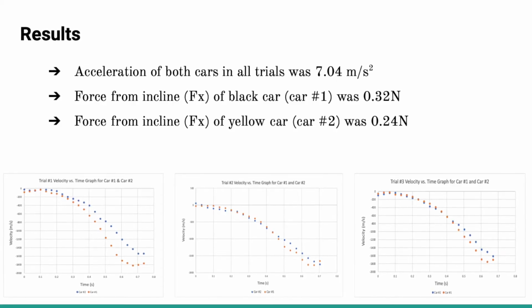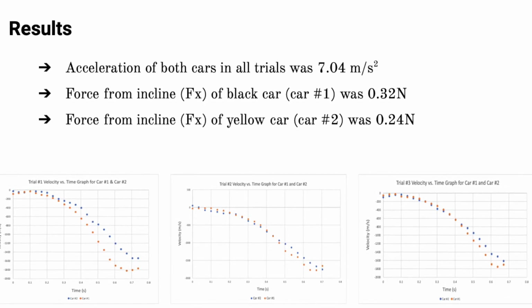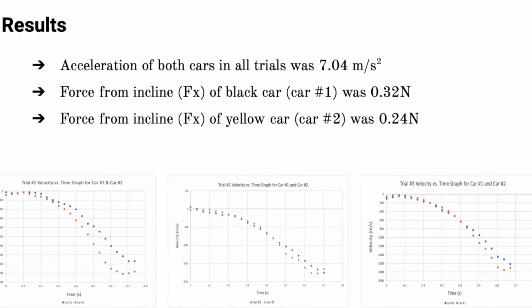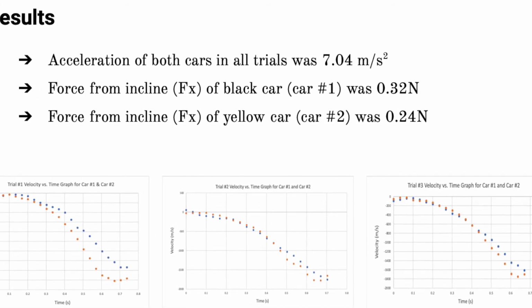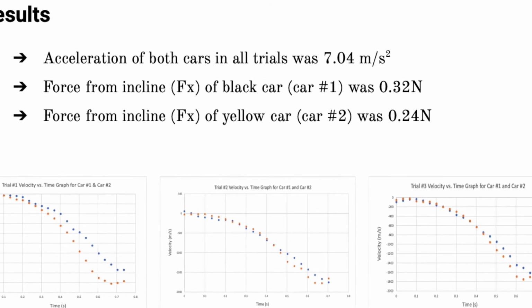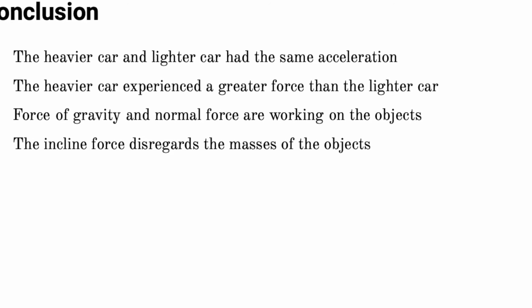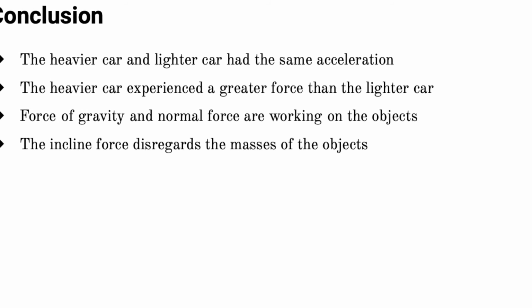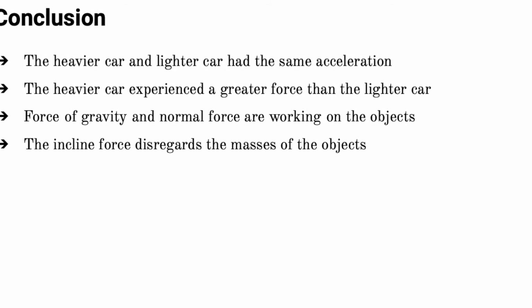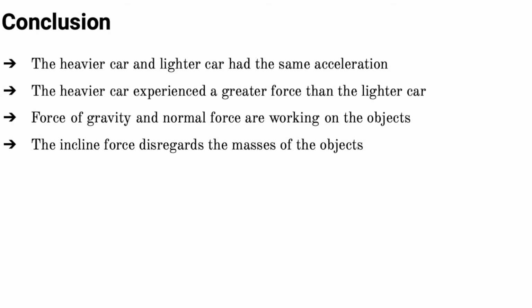In this experiment, the acceleration of both cars in all 3 trials was 7.04 meters per second squared. The force from the incline of the black car was 0.32 newtons, and the force from the incline of the yellow car was 0.24 newtons. In conclusion, this experiment revealed that objects with different masses will have the same acceleration but will experience different amounts of force. This is because the force from the incline does not take into account the masses of the objects, as it depends only on the angle and acceleration.